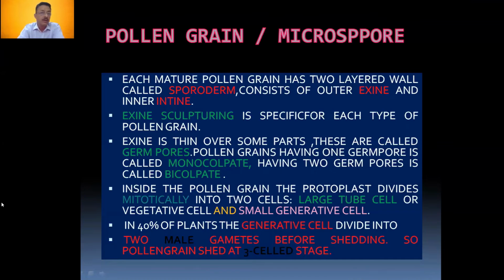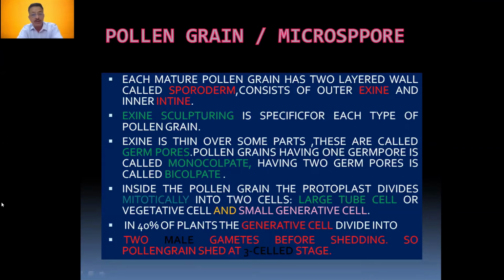पहले 2 सेल थे pollen grain के अंदर, एक vegetative cell और दूसरा generative cell. तो 60% जो plants हैं उनके अंदर 2-celled stage पे ही pollen grain release हो जाता है, anther से बाहर निकल जाता है. In 40% plant, the generative cell again divides into 2 and produces. These 2 are called male gametes.